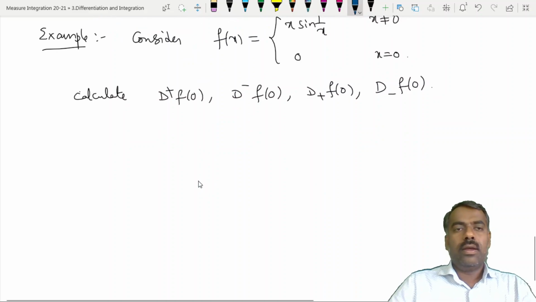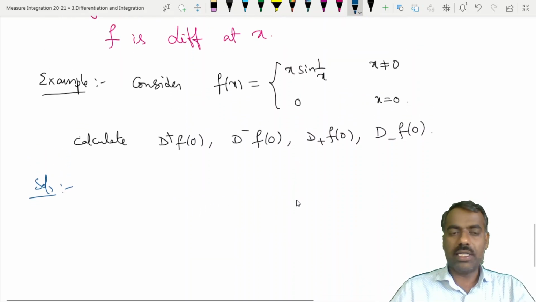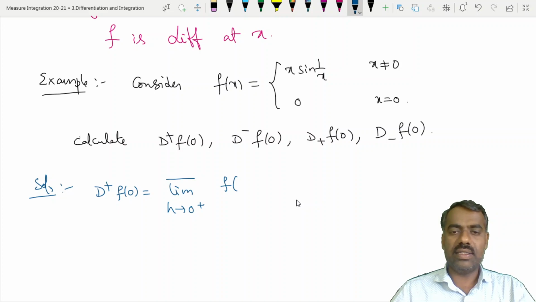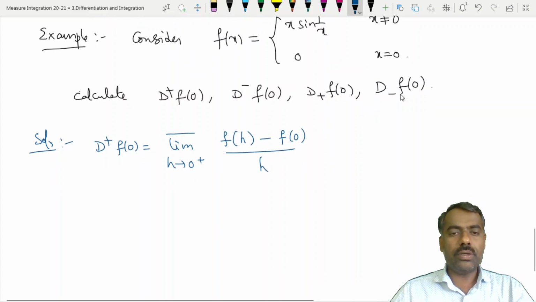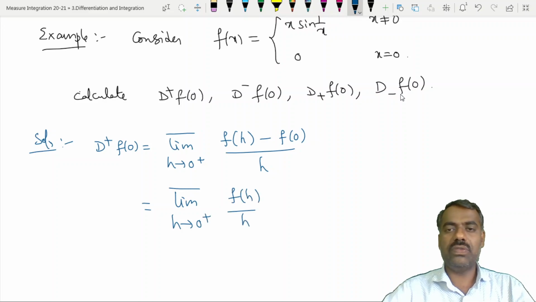It is not at all difficult. We'll try to put in by definition what D plus f of 0 is. This is the upper limit as h tending to 0 plus of f of x plus h. Your x is 0, so f of h minus f of 0 upon h, but f of 0 is also equal to 0. So we can write one more step: the upper limit as h tending to 0 plus of f of h upon h, because f of 0 is 0.